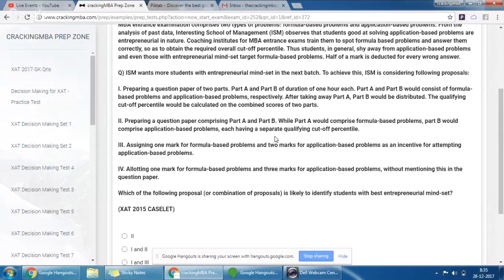So I have a challenge for you guys. Why not one and two, right? Why not one? In one he's saying that there are two parts. Although the cutoff percentile will be on the combined scores for the two parts, you're taking away part A and then part B will be distributed, right? So for part A, anyhow they will put their best. Even if the overall cutoff is given for both parts, a candidate will do his best in part A and his best in part B. So basically, the college can still get to know who has performed in which parts, right?